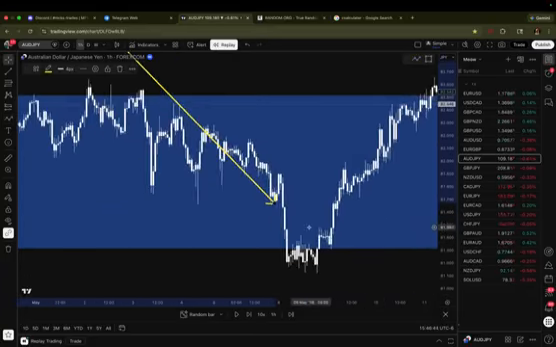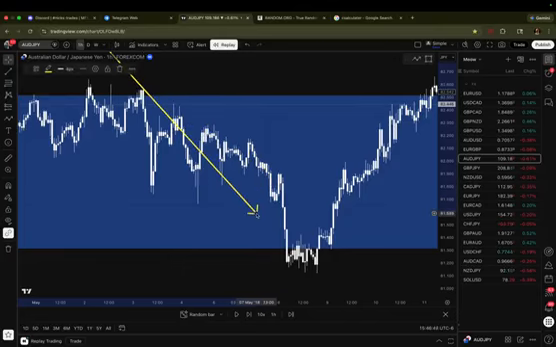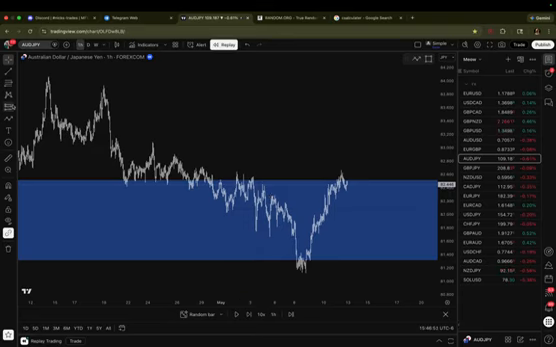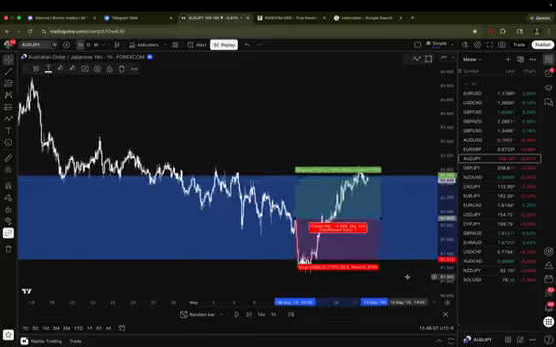So where did it start bouncing after that? So it hit this region, then it started to bounce up right there. That would be perfectly fine. So yeah, that'd be perfectly fine to enter. So we'll go ahead and say we entered right here when price started to turn up to the upside.